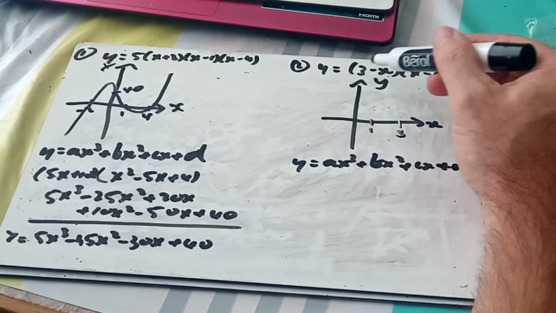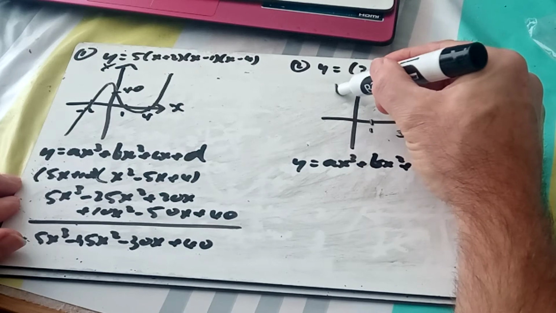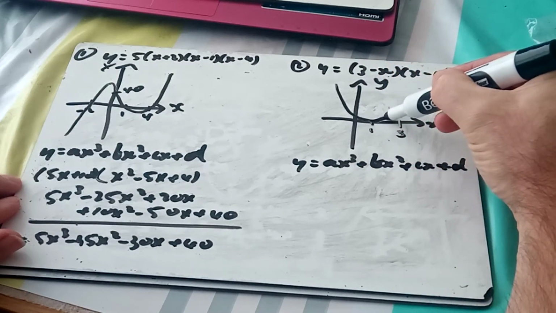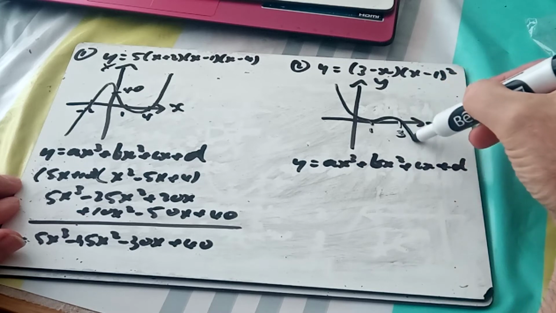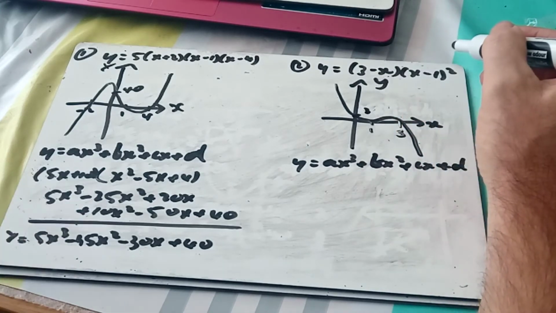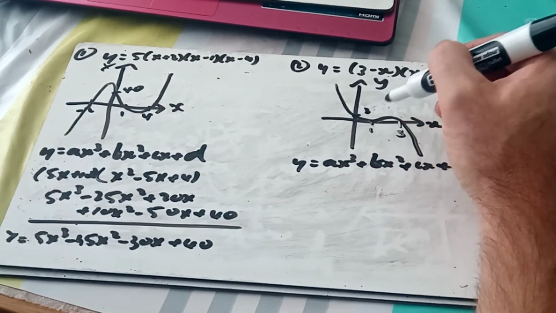Stick x is 0 in, I get 3 times minus 1 squared, which is 3. So here's my shape then. It's going to do this. Do a little thing like that, and then like that. And I'm going to see that it crosses at 3 there. So it's touching at 1, going through 3, and crossing the y-axis at 3.